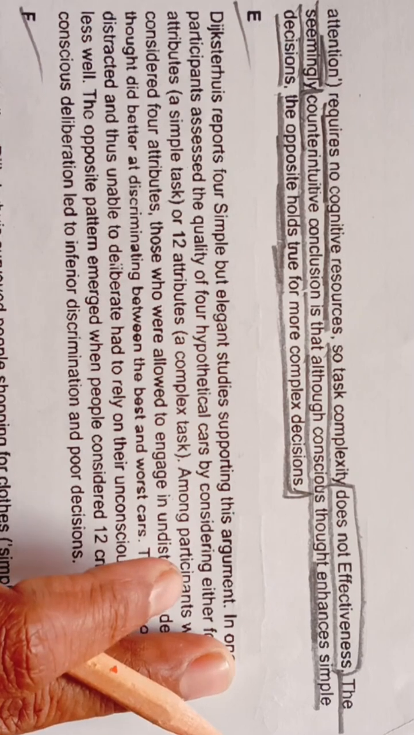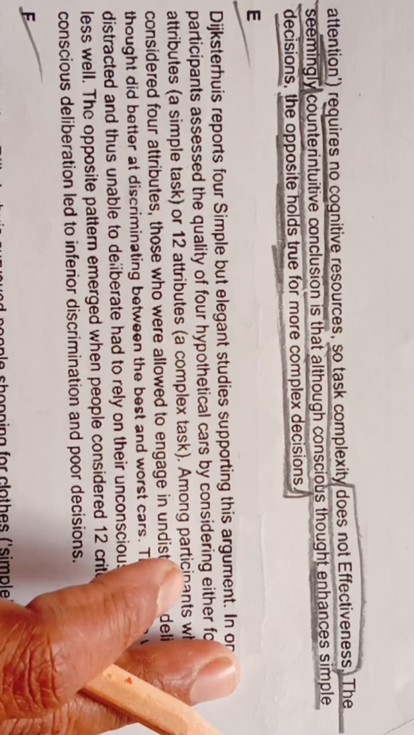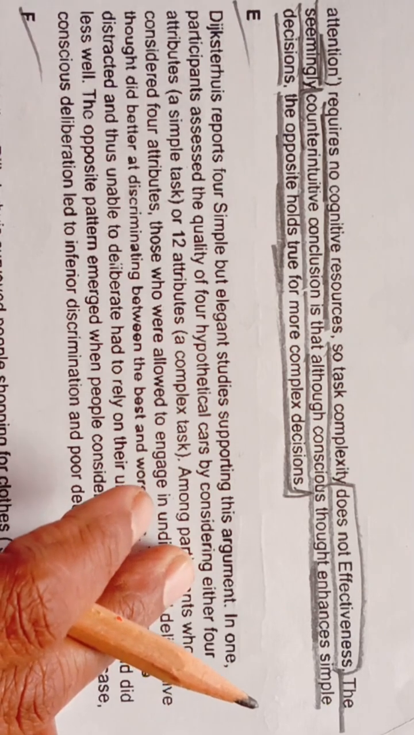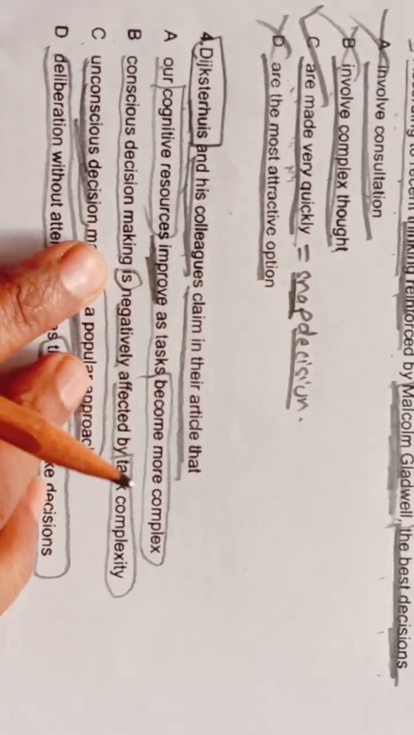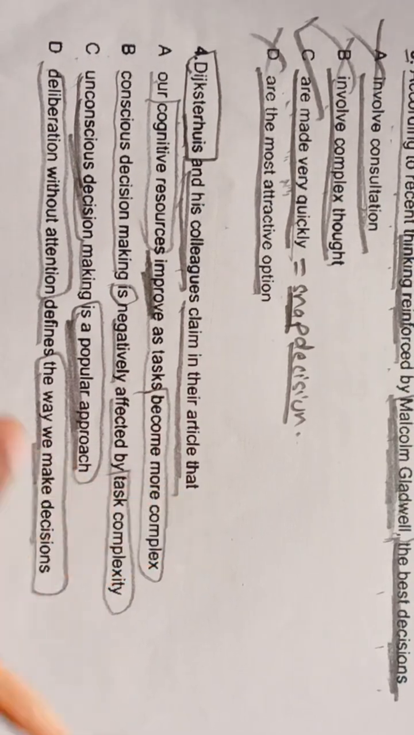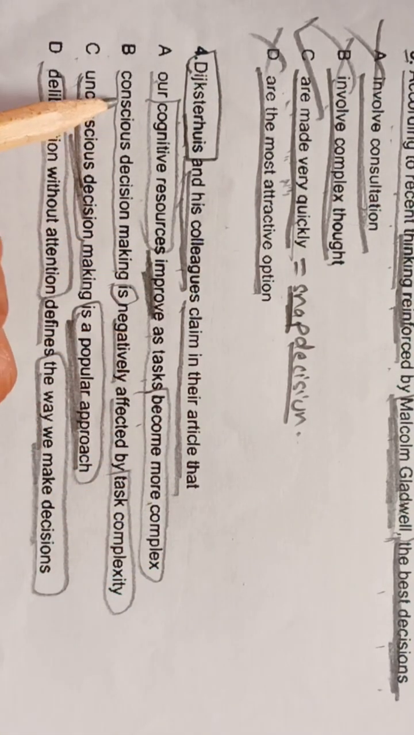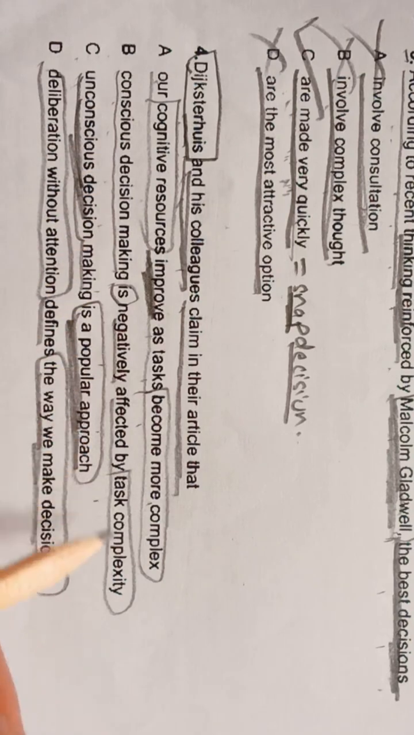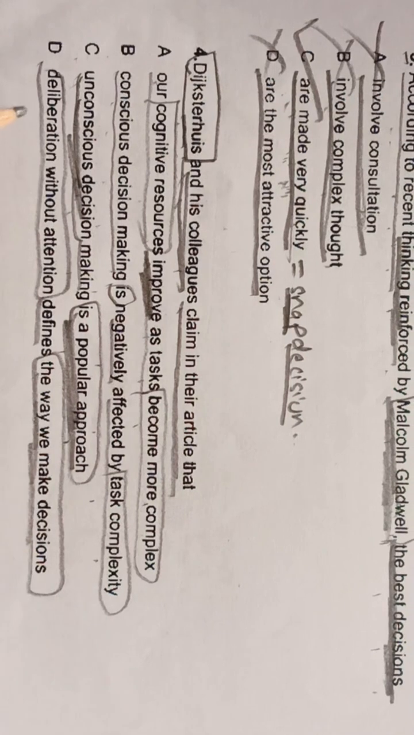Here they are asking for Dijksterhuis and his colleague. Now let's quickly see whether we are getting our answer or not. In number 4, they are asking: Dijksterhuis and his colleague claim in their article that A. our cognitive resources improve as tasks become more complex. B. Conscious decision making is negatively affected by task complexity. C. Unconscious decision making is a popular approach. D. Deliberation without attention defines the way we make decisions.